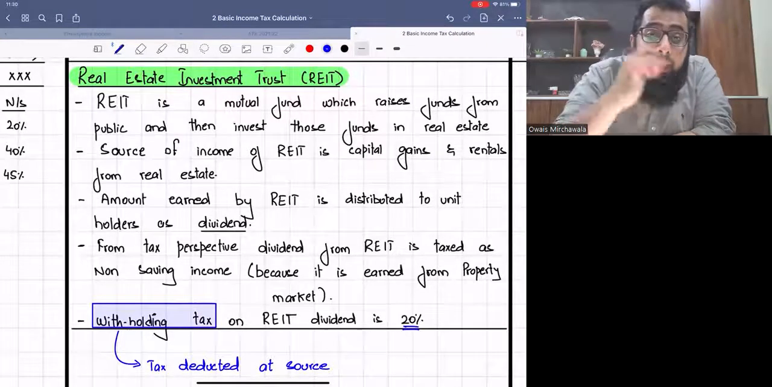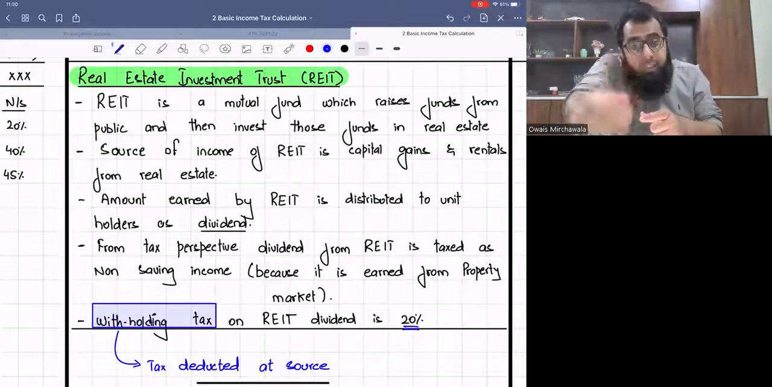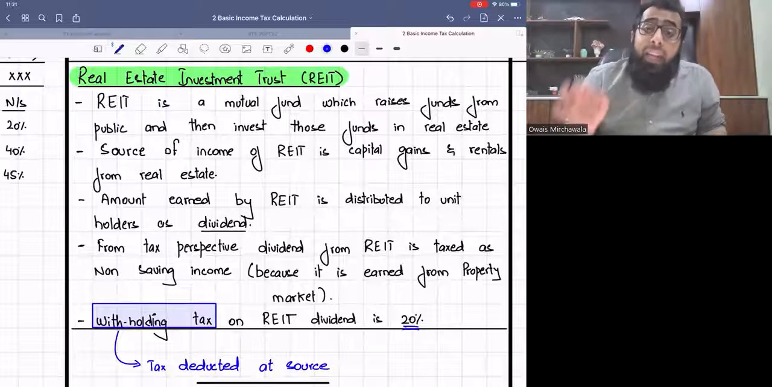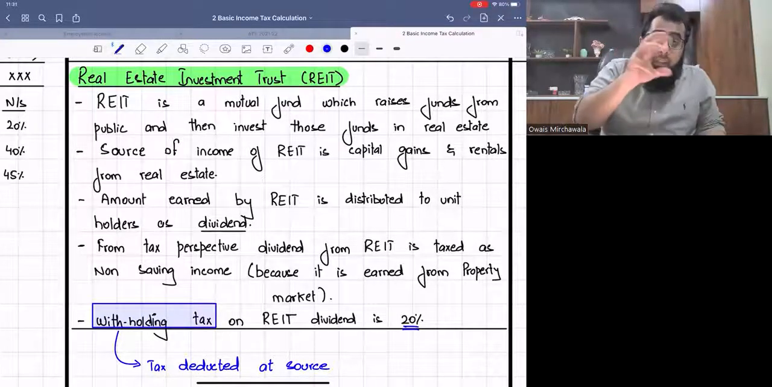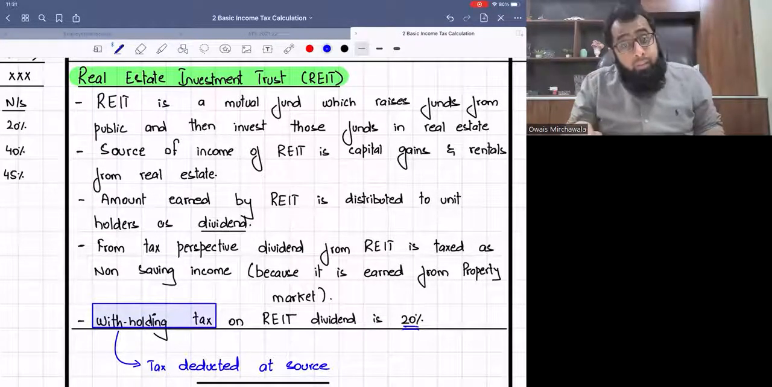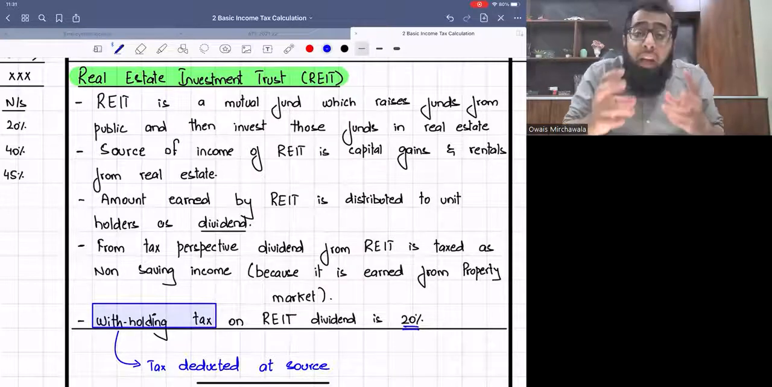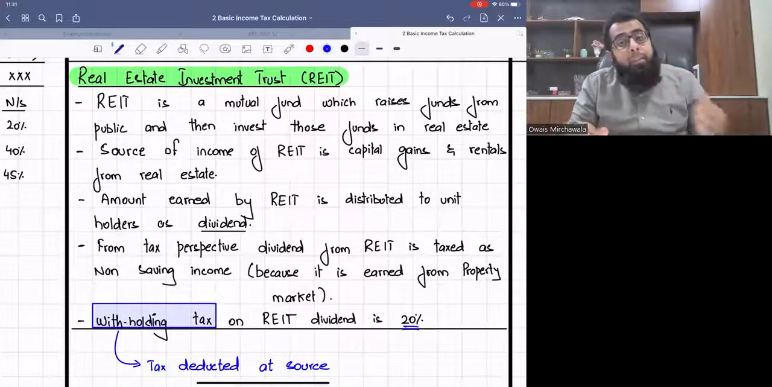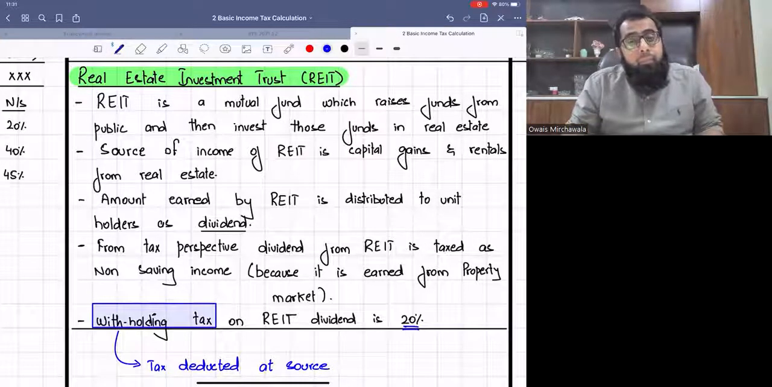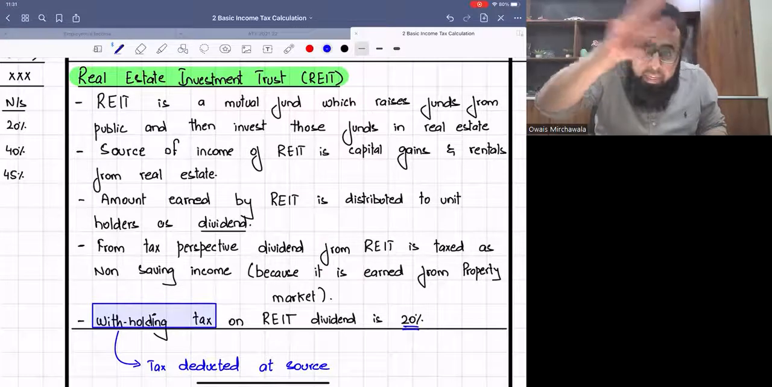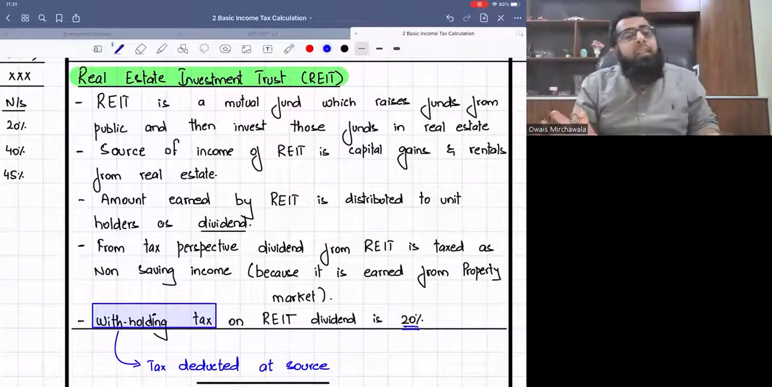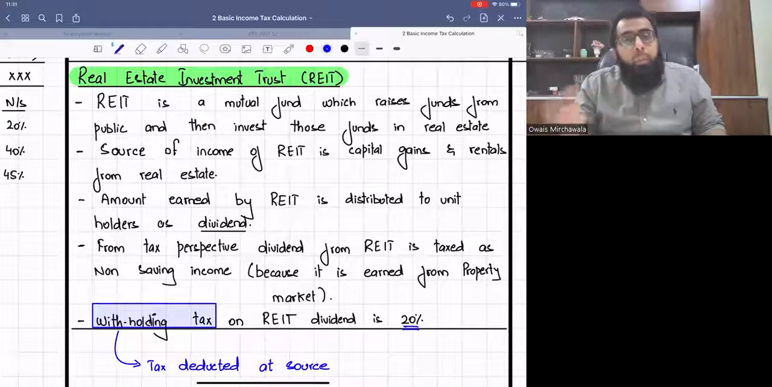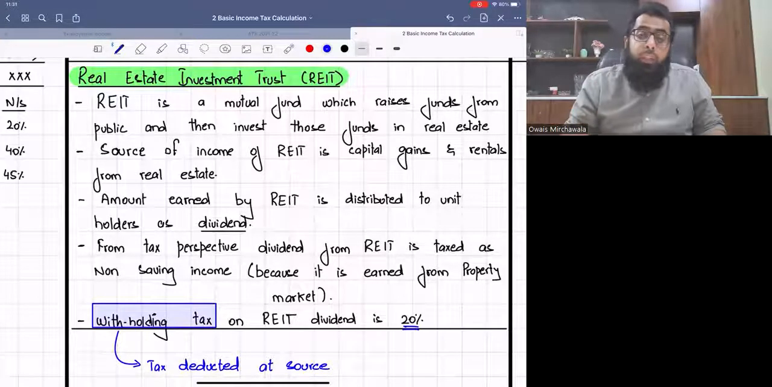Whenever a real estate investment trust distributes a dividend, the tax department will deduct advance tax, the tax at source of 20%. This advance tax will be adjustable in our final tax liability. How we will work it through, we'll look in the practice question, so no need to worry.